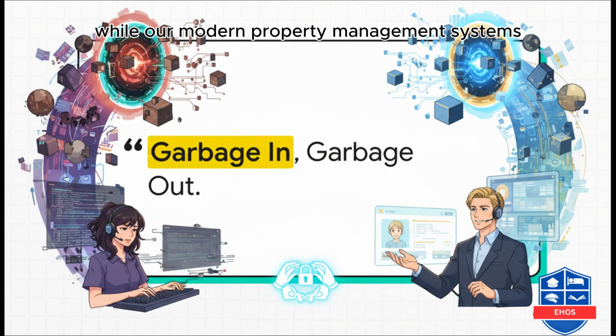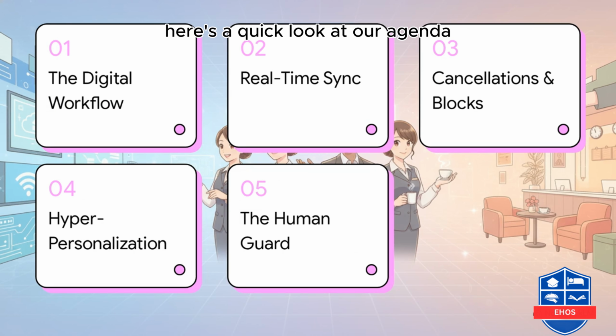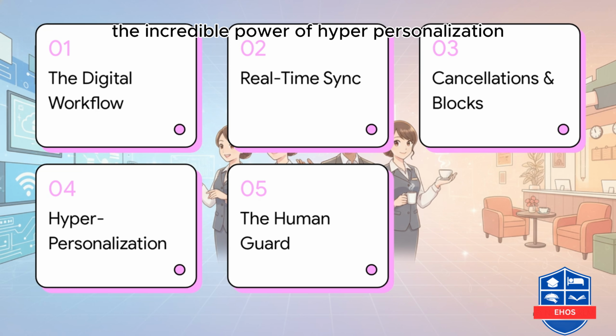While our modern property management systems, what we call our PMS, do the heavy lifting of complex calculations and global synchronization, the human element remains the ultimate guardian of accuracy. A multi-million-dollar computerized system is literally only ever as good as the data you enter into it. To help you master this balance, here's a quick look at our agenda. We're going to cover the digital workflow, real-time synchronization, how we handle cancellations and group blocks, the incredible power of hyper-personalization, and finally, the human guard.